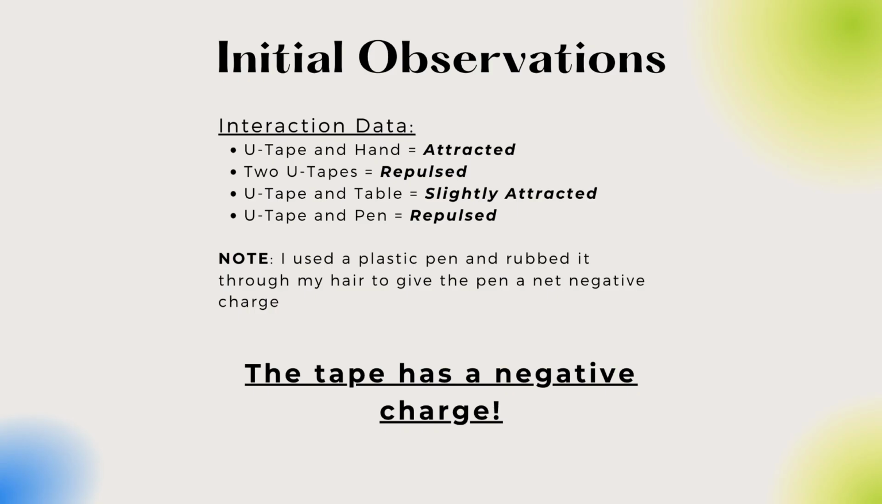Here are some initial observations I made in placing the charged tape next to various objects. When I put the U-tape next to my hand, it was attracted. When I put the tape next to another U-tape, however, they were repulsed from one another. When the U-tape was placed next to a table, there was a slight attraction. Most notably, when I put the tape next to the negatively charged plastic pen, the tape was repulsed. For your information, I charged this pen by rubbing it through my hair. This last interaction affirms that the U-tapes are negatively charged.